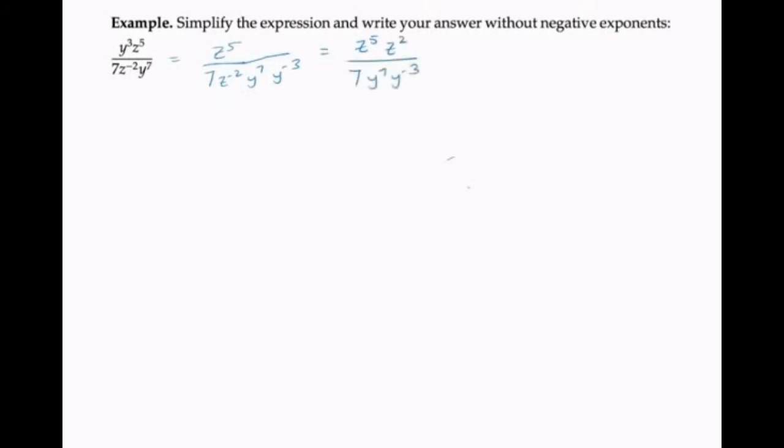Notice that my number 7 does not move when I do any of these manipulations, because it does not have an exponent, and the exponent applies to the z and not to the 7. Now that I have got all my z's in the numerator and all my y's in the denominator, it is easy to clean this up using the product rule, and I have my simplified expression.